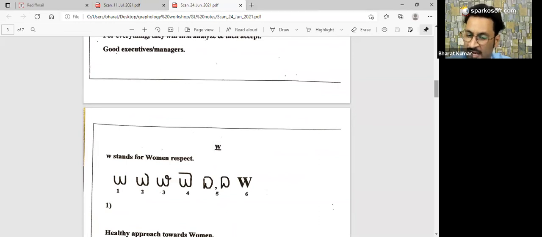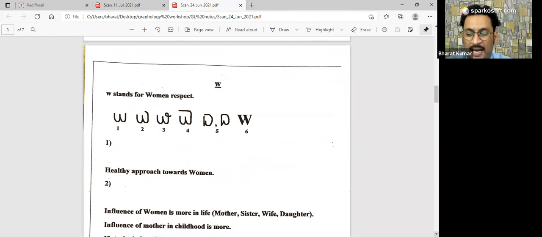Type 1, healthy approach towards women. Type 2 of W, meaning you are more influenced by females. If you are using type 3 of W, you are more influenced by females, but you are taking more help from female, maybe wife, friend, girlfriend, mother, sister, or anyone. If you have type 4 of W, you have hidden relationship, extramarital affair. So many things are found.